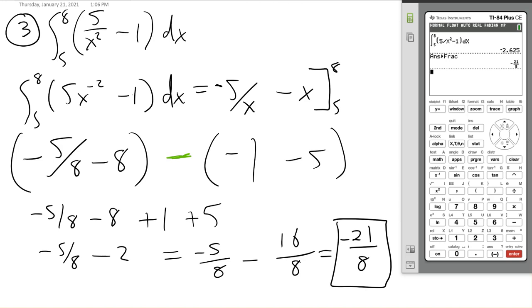So what I think is just a touch harder about this question, and of course you're allowed to have a difference of opinion, is that I think rewriting 5 over x squared as 5x to the negative 2 is helpful, because it helps me undo the power rule when it's not down there in the denominator. And so I would always do that given the chance.